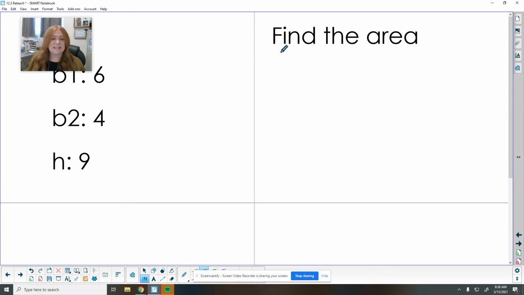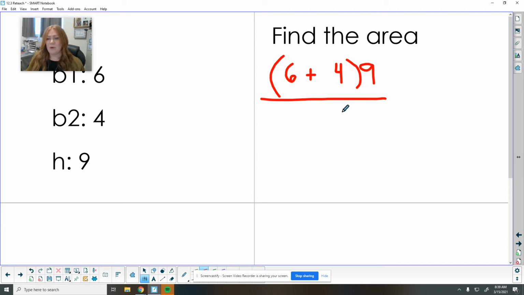So our base is 6 and the other base is 4. It won't matter which one you put first, because adding 6 and 4, or 4 and 6, is the same thing. And our height is 9. So from base to base is 9. And then we want to take that whole thing and cut it in half. So 6 plus 4 is 10, times 9 is 90. And then we're going to cut 90 in half.